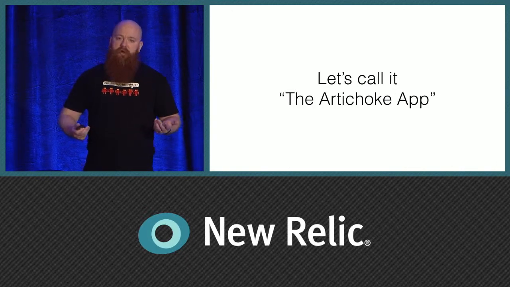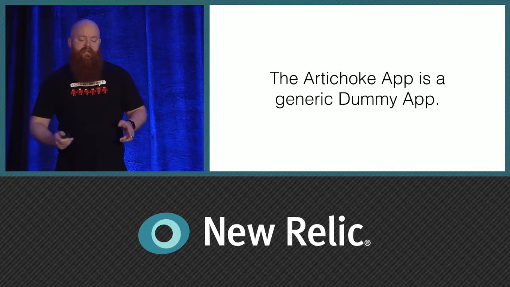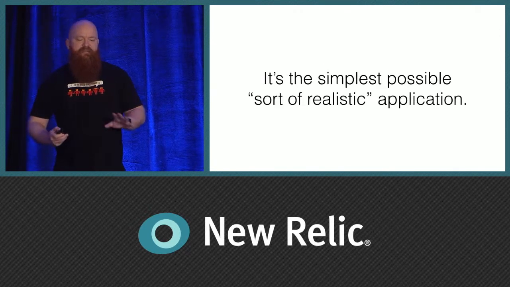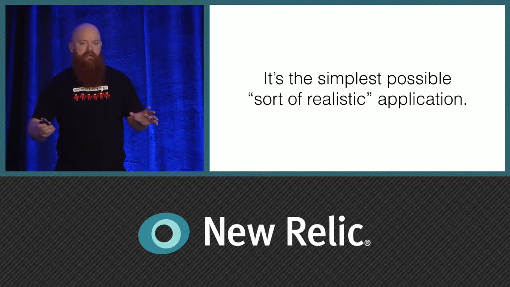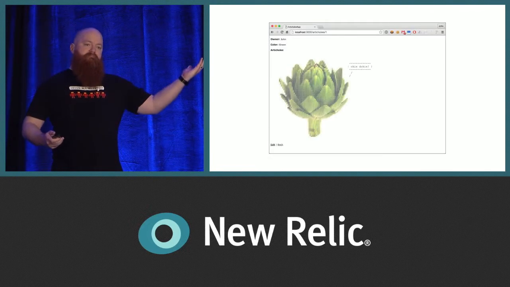Let's call that the Artichoke app. And again, the Artichoke app is just a generic dummy app, and it's just kind of the simplest, kind of realistic application that you could possibly start with. I made one here. It's just a Rails app, serves up an ASCII artichoke. Lovely.